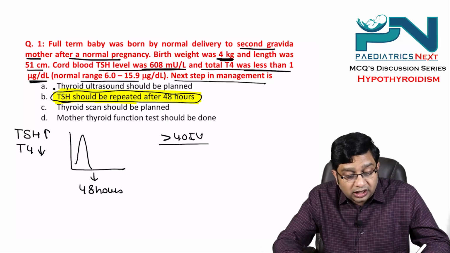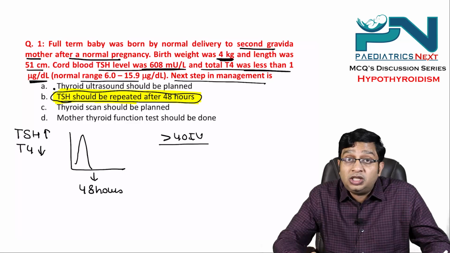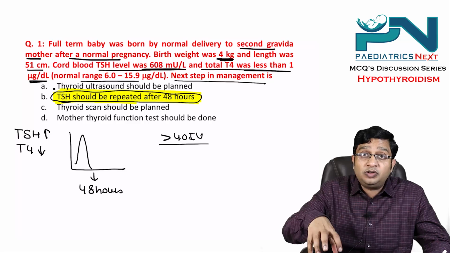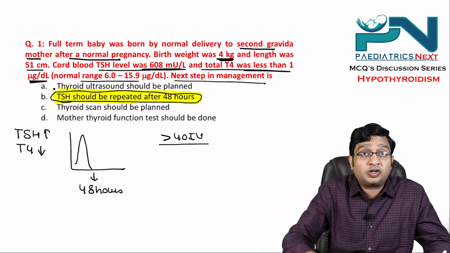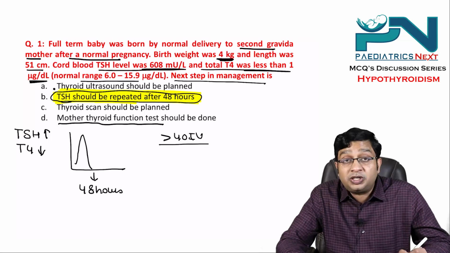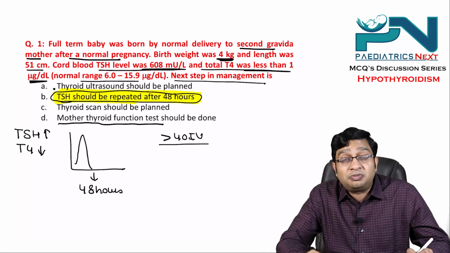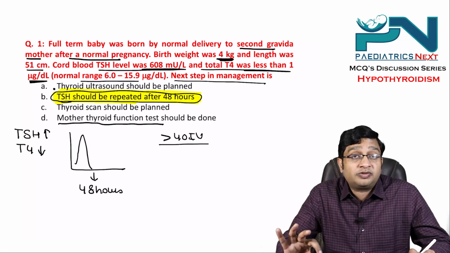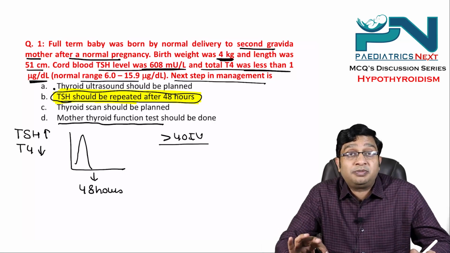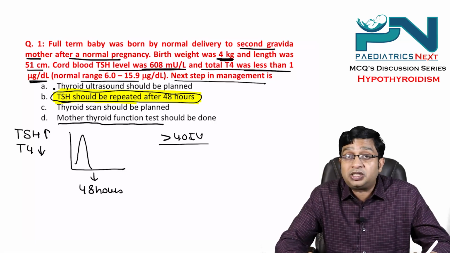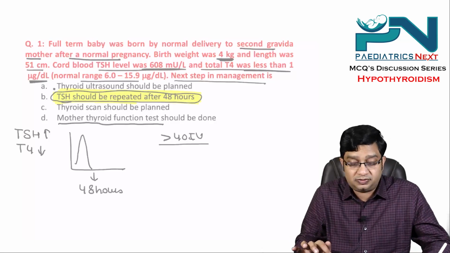Thyroid ultrasound and thyroid scan should be done only once you have made a diagnosis of congenital hypothyroidism, then you will look for finding the cause. Mother's thyroid function test should be done. No, you should ask the mother whether there is a history of taking any anti-thyroid drug during pregnancy. Right? That is one of the causes where the cord blood TSH level can be increased. Clear? So here the right answer should be TSH should be repeated after 48 hours.